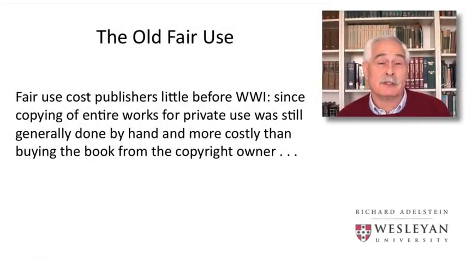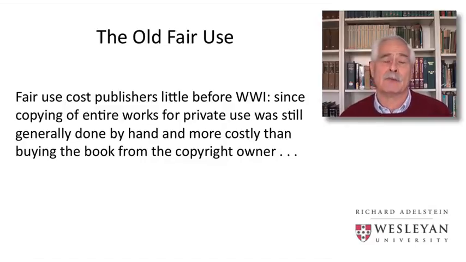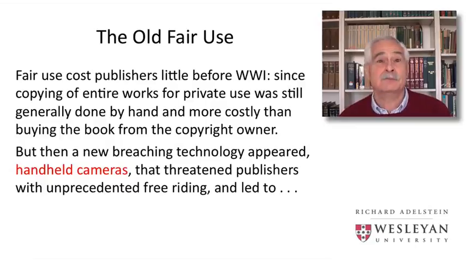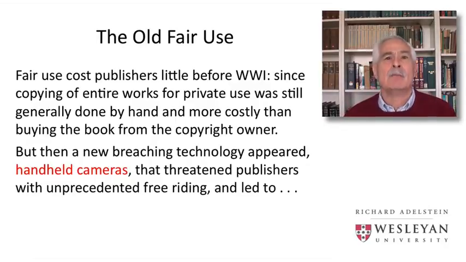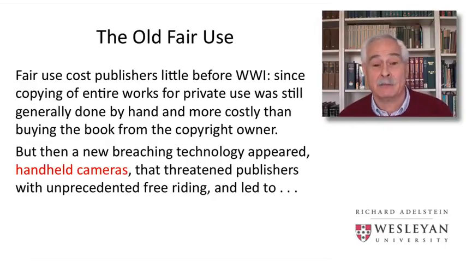Now, the old fair use, as it came to be called, the fair use that comes out of Justice Story's vision of fair use, cost publishers very little before World War I. And this is because the copying of entire works, which was still forbidden even under the fair use doctrine, for private use, was still generally done by hand and was much, much more costly than buying the book from the copyright owner. But then, around 1910, a new breaching technology appeared, handheld cameras, which were not like the small cameras that we're accustomed to now, but cameras that didn't necessarily have to be set up on a huge tripod and could in fact be used in a library to photograph documents page by page.